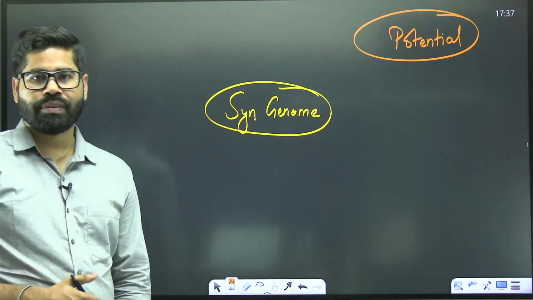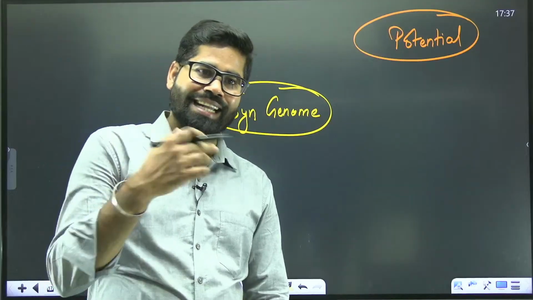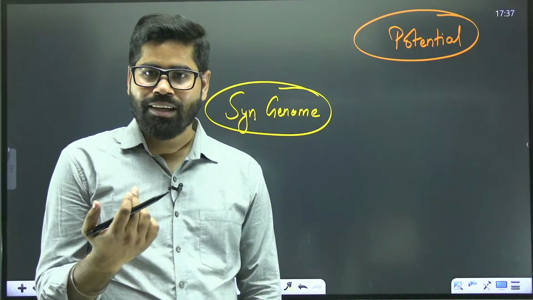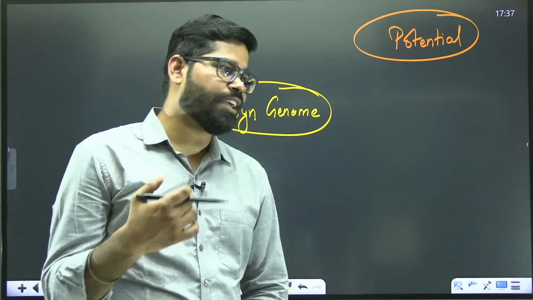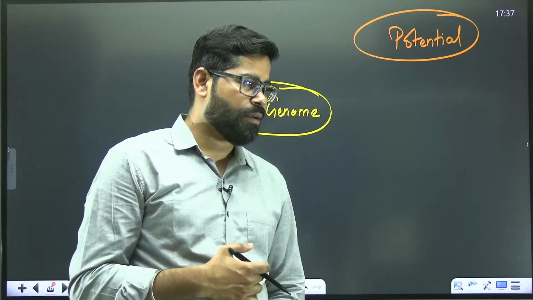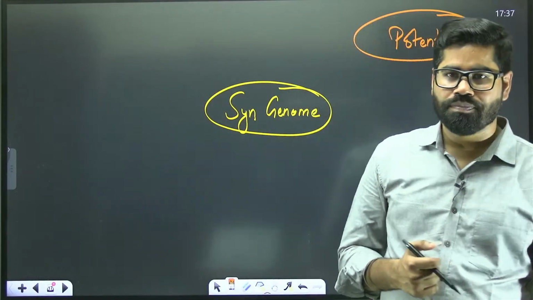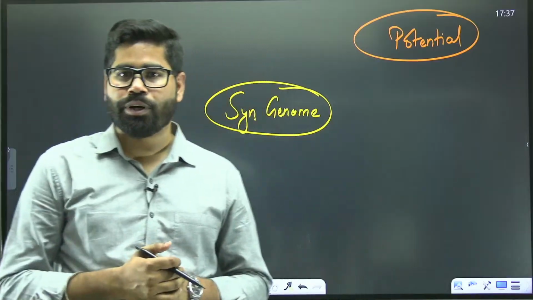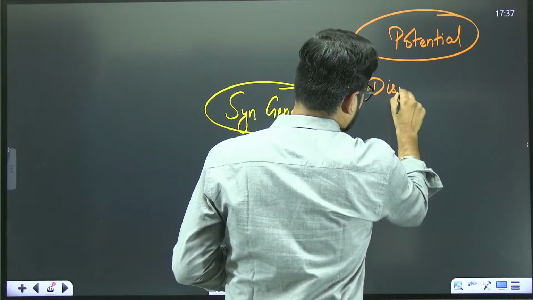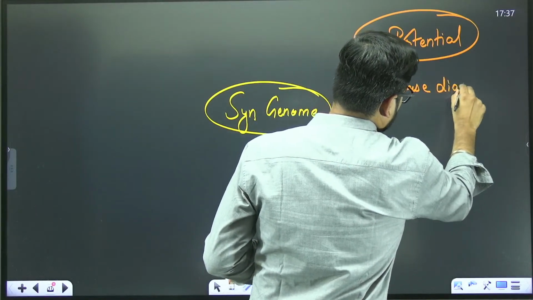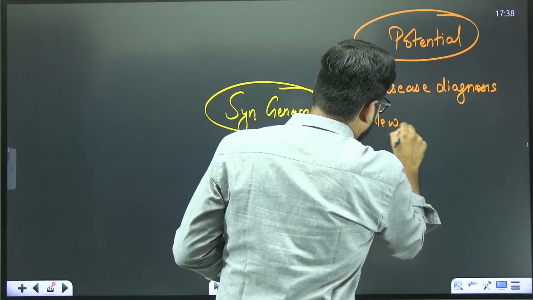By reading the genome, we know what is there inside the human body. We know how the genes are working. But here we are creating a synthetic genome. Man-made genome is basically synthetic genome. So what can be the possible potential? We can use it for disease diagnosis. We can use it for new drug or therapy development.